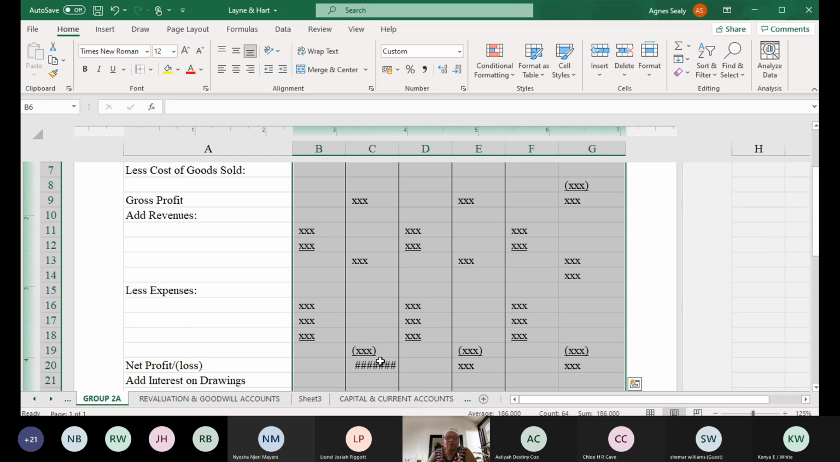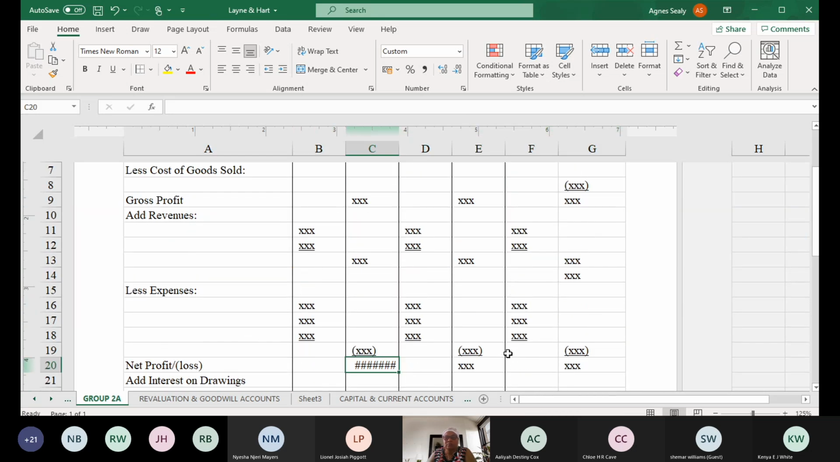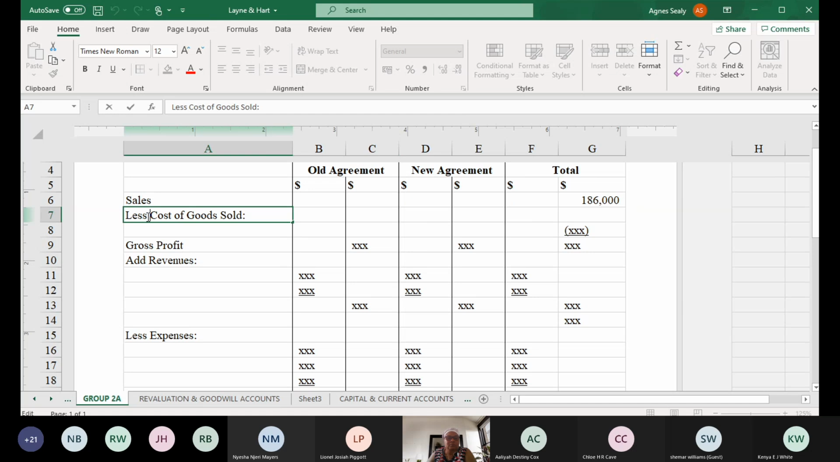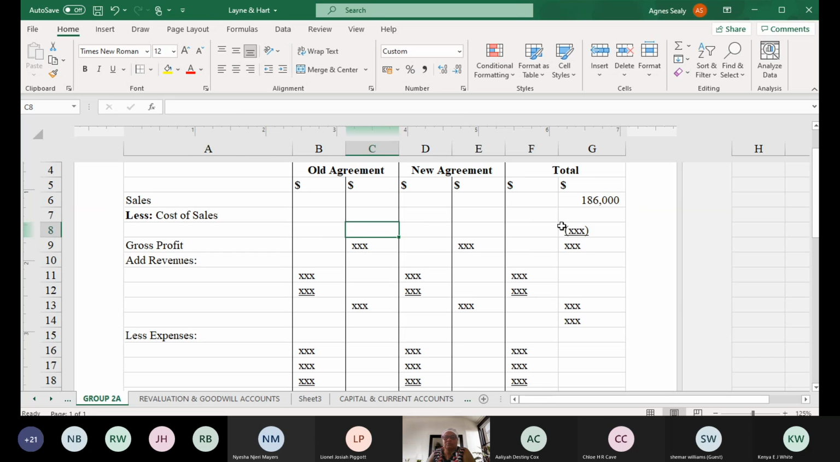And don't forget, I'm going to call on you. So you can say cost of goods sold, or you can say cost of sales, right? Cost of goods sold and cost of sales, it's the same thing.